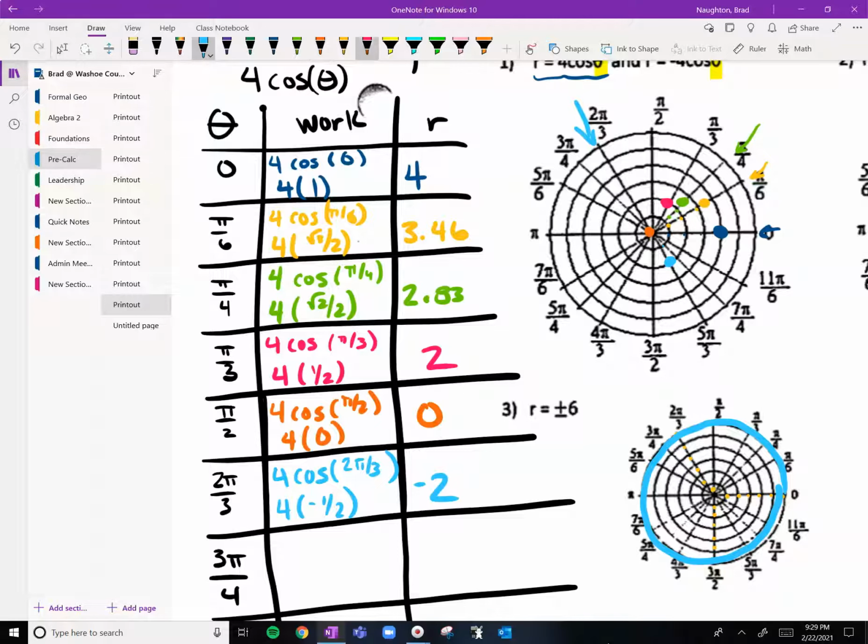So then we'll go ahead and do another one. I'm starting to run out of colors. That's a bad sign, right? Alrighty, we'll go ahead and do this one again.